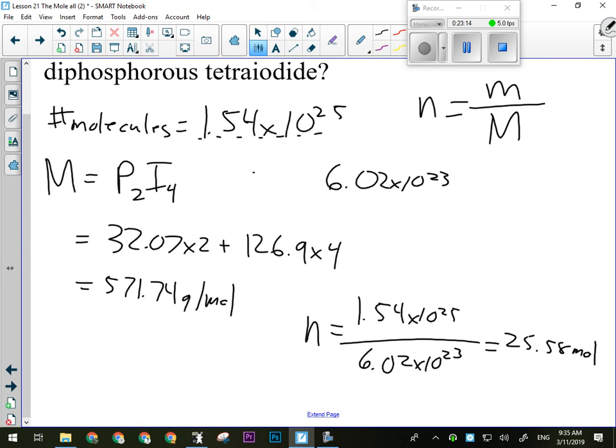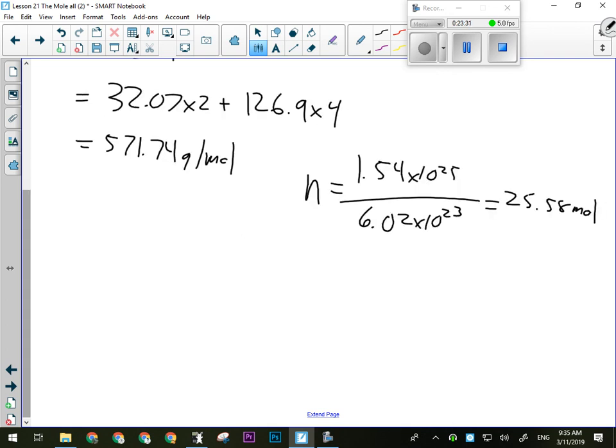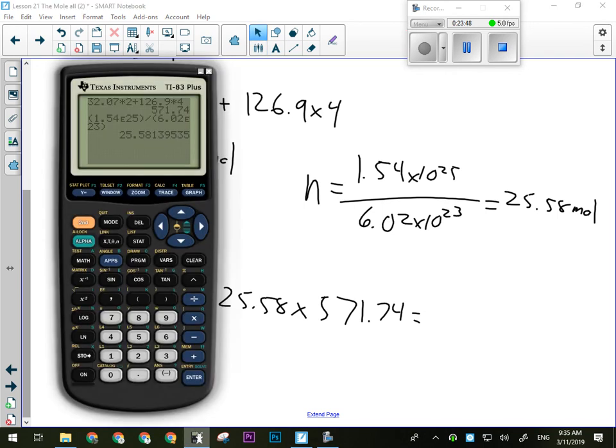Okay, so now I know N and I know big M. Can I solve for mass? All right, but then I have to manipulate this equation, which means I got to multiply both sides by big M. Okay, so I will have then that the mass equals 25.58, that's N, multiplied by my 571.74, which was my molar mass. So there's quite a bit of this stuff, like a load of it. All right, so I've got like 14.5 kilograms of this stuff. It's like 30 pounds of this stuff.